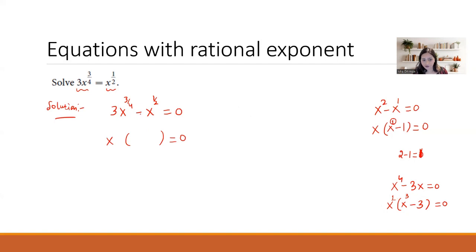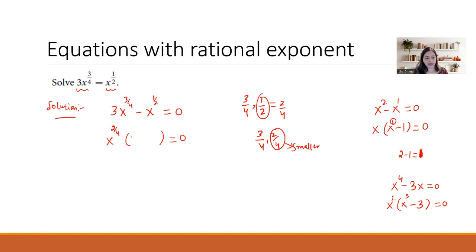The only difficulty we can sometimes face is that it's not easy to identify which one of them is the smaller power. So have a look at the magnitude of those numbers. So 3 over 4, 1 over 2. Now 1 over 2 can be equivalently written as 2 over 4. So out of 3 over 4 and 2 over 4, we know that 2 over 4 is smaller. So that's what is going outside.